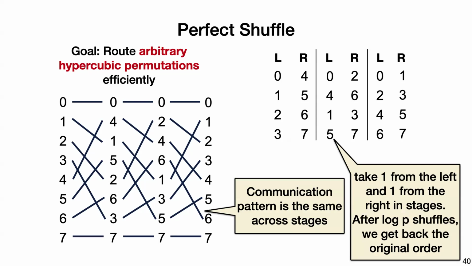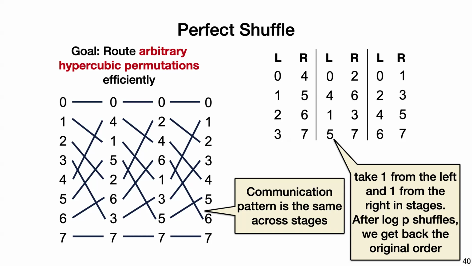So you could probably route hypercubic permutations through many architectures, or through many interconnects. But one thing that we want to do is route them efficiently. And by efficiently, I mean that there's no conflict when you try to route them in your processors or in the switches. And the way that this works is you can kind of imagine it if you had a deck of cards labeled 0 through p-1, and you split it into left and right.